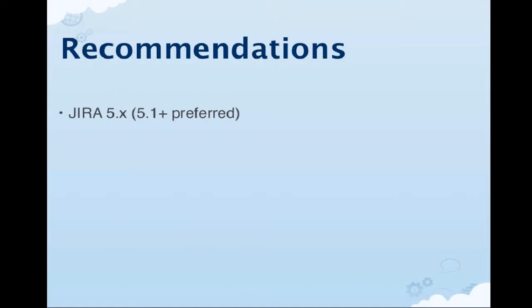So we would recommend running JIRA 5.x. GreenHopper 6.0 is only compatible with 5.x, so that's one point there that's going to help you. We would recommend 5.1 or higher if possible, especially if you're on a large instance. We've got a lot of performance improvements for large instances in 5.1. We'd recommend GreenHopper 6.0. A lot of the stuff that I've demoed today is only available in 6.0 or higher.